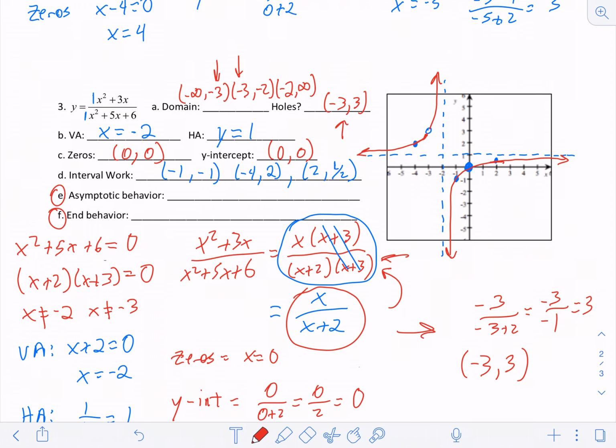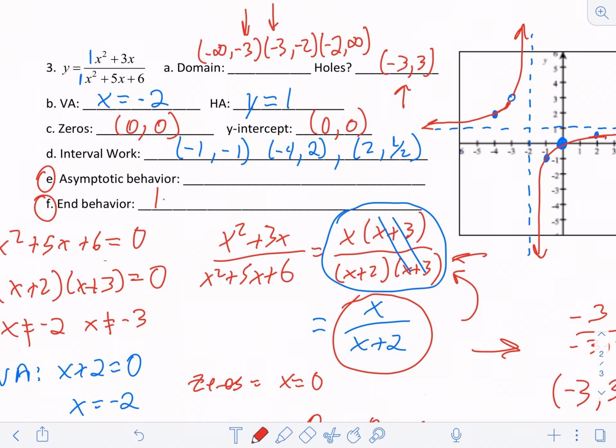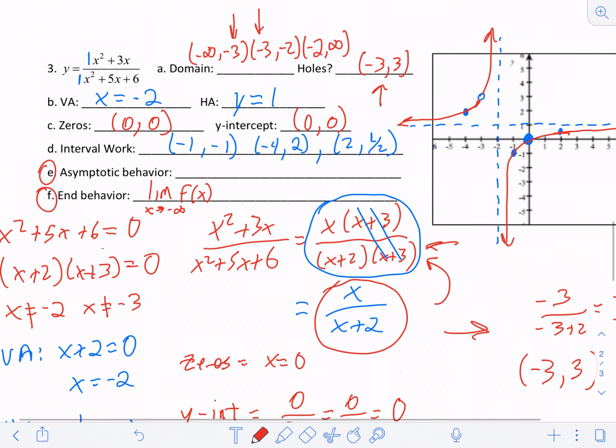Now, the only thing left to do is calculate my asymptotic behaviors and my end behaviors. Let's do the end behaviors first. So the end behavior, the limit as x approaches -infinity of f of x. Well, what's happening on my graph as x is getting closer and closer to -infinity? What's happening to my y values? My y value is getting closer and closer to 1. And then what's the limit as x approaches infinity of f of x? My graph is getting closer and closer to 1 as well. So there are my limits for the end behaviors.